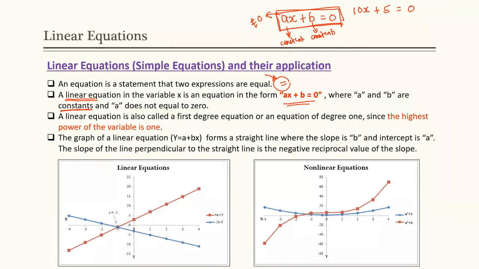Why? See, we have written it in this format: ax + b = 0. The a and b values are constants. The value of a is 10. The value of b is 5. These are constants, so this is a linear equation. Then what about this? 5x = 7.